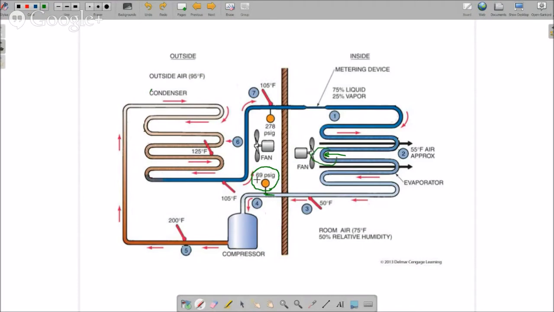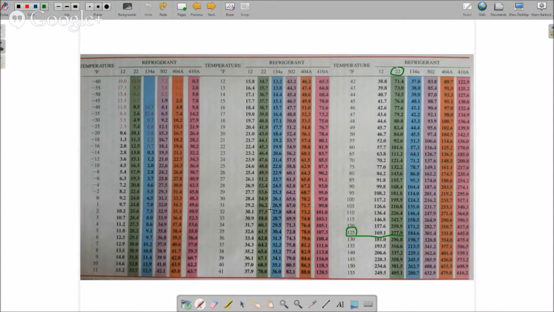So what is 69 psig temperature wise? What's the equivalent temperature for that? Your gauge will tell you, but let's look at our ET chart here, and let's find 69. There's 68.5 degrees in the green column, and we come over here, and that tells us that the refrigerant in the middle of that evaporator coil is at 40 degrees.